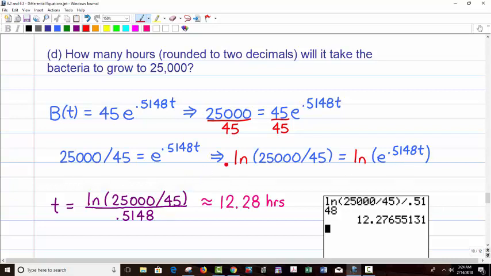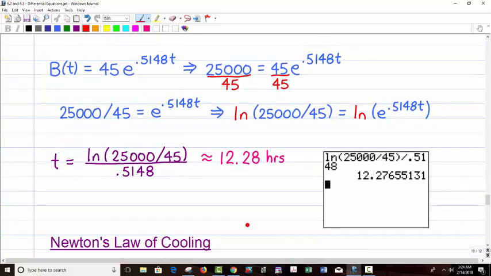So I just did this all in one step. I left ln of 25,000 divided by 45, all divided by 0.5148, all in one step. Roughly 12.28 hours, as per instruction, we said 2 decimal places.